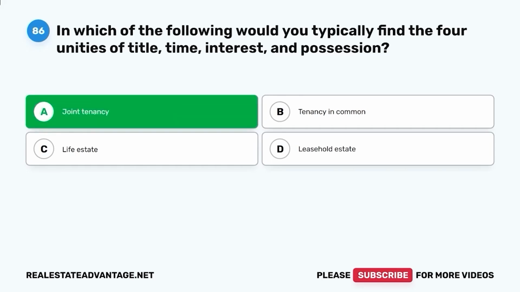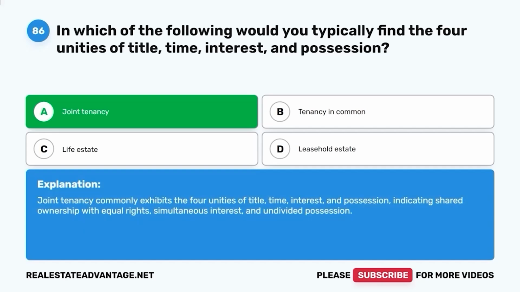Joint tenancy. Joint tenancy commonly exhibits the four unities of title, time, interest, and possession, indicating shared ownership with equal rights, simultaneous interest, and undivided possession.